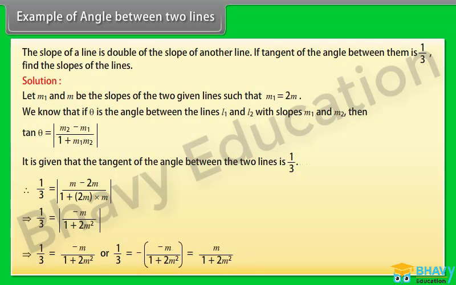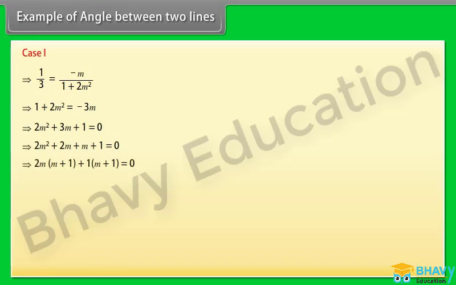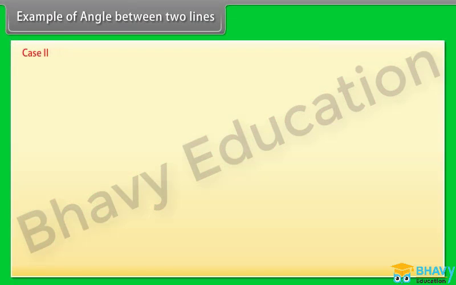On solving, we get modulus of m divided by (1 plus 2m squared). Case 1. 1/3 is equal to minus m divided by (1 plus 2m squared). On solving, we get m is equal to -1 or m is equal to -1/2. If m is equal to -1, then the slopes of the lines are -1 and -2. If m is equal to -1/2, then the slopes of the lines are -1/2 and -1.